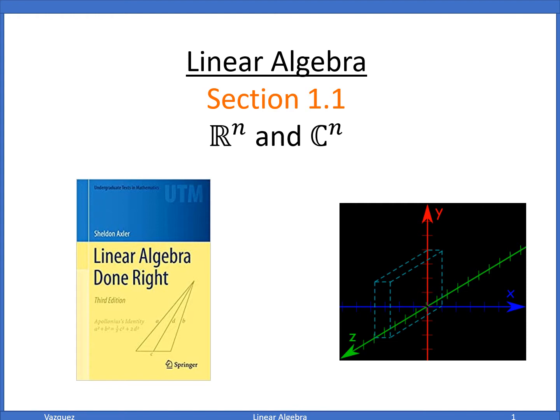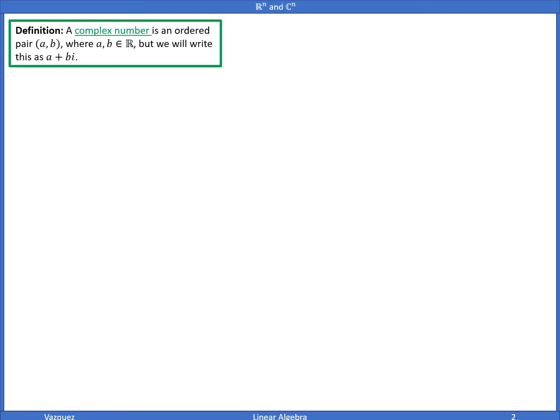But for now, we begin with this first section, which is R^n, or the reals to the n, and the complex numbers. We're going to see what this means exactly. The reals to the n. This first chapter begins by defining what a complex number is.